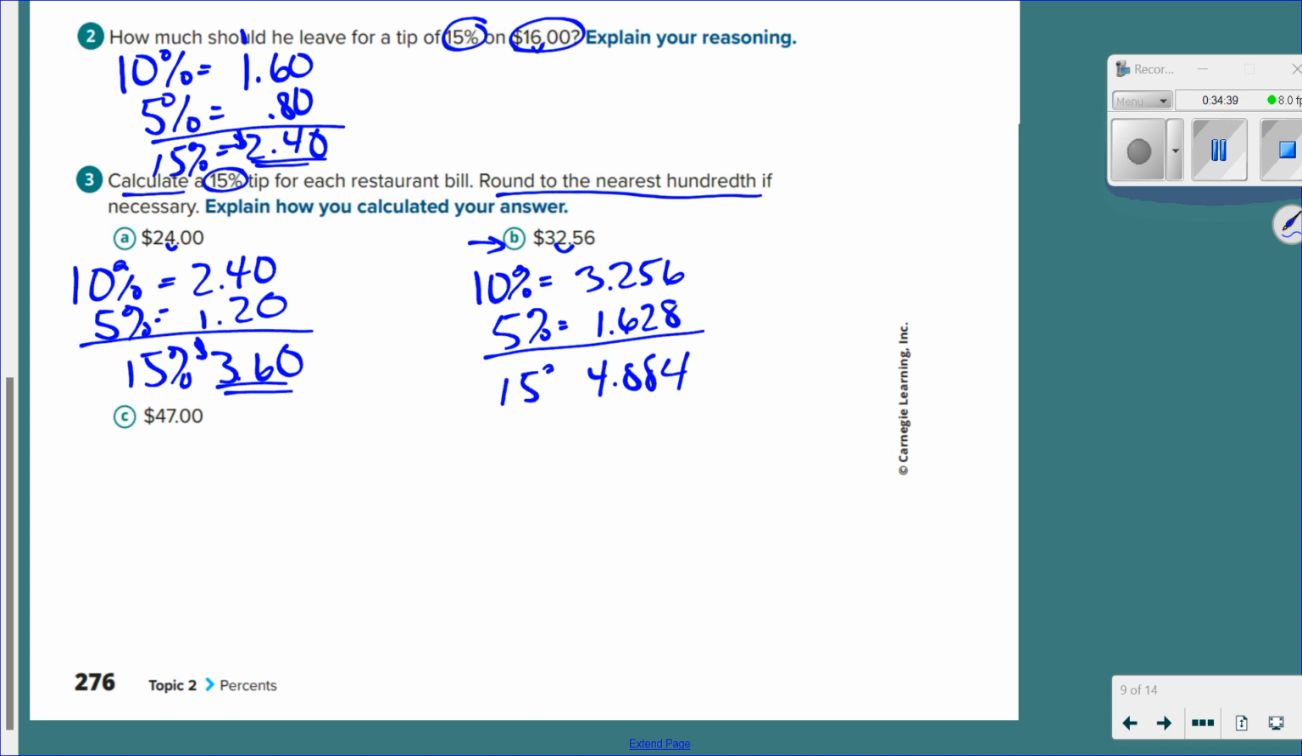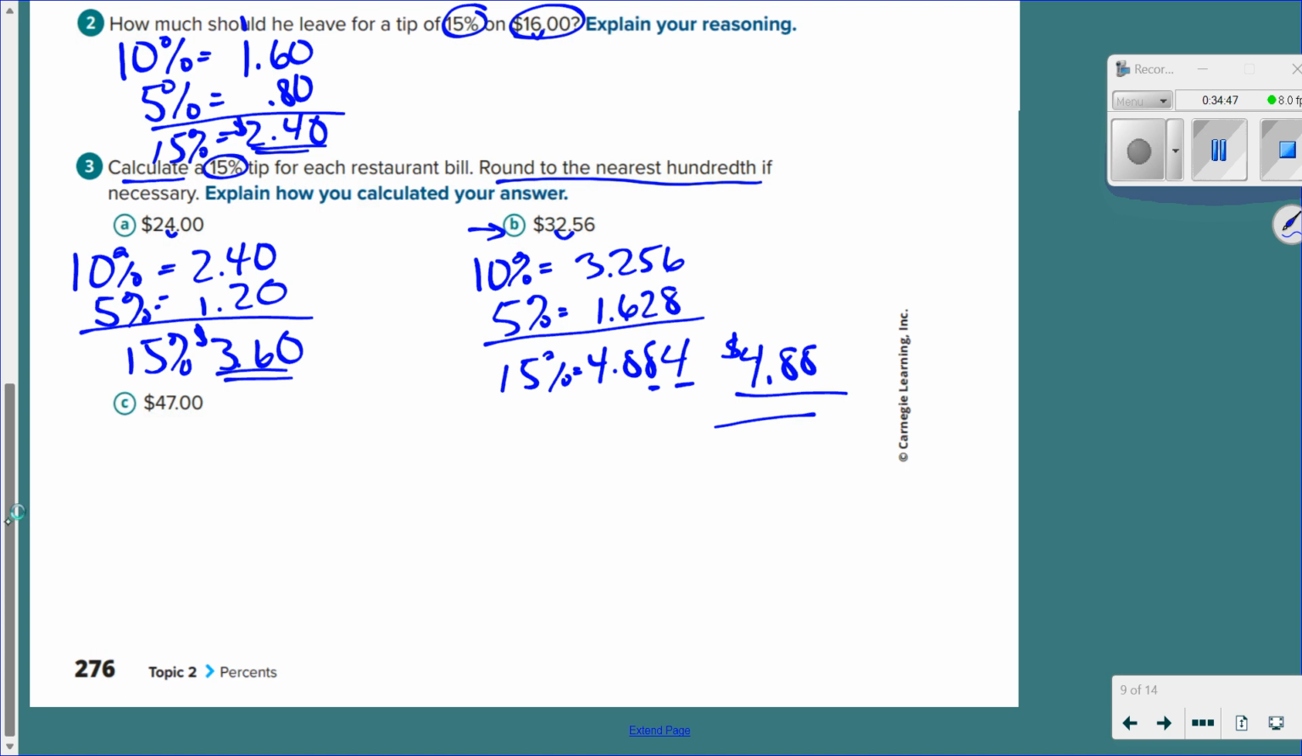This is the one we have to round to the nearest hundredth. So the 4 means that the 8 stays the same. So that's going to be $4.88. And then our 47. 10% gives us 470. Half of that is going to be 235. Put those together, and we get 705.